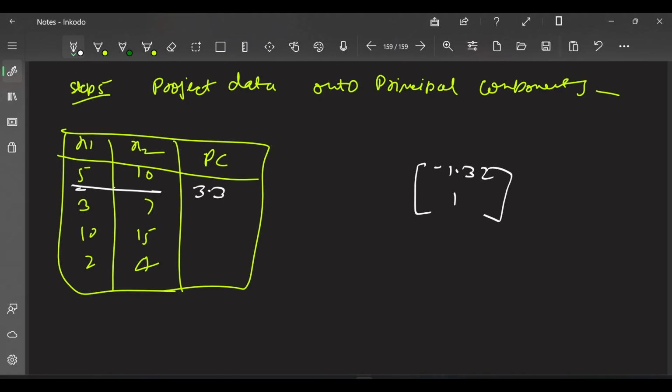Okay, and for 3 comma 7, when you calculate, you will get 3. When you calculate it for 10 comma 15, you will get 1.8, and when you calculate for 2 comma 4, you will get 1.3. So see here, this is how we have reduced the dimensionality of the data set. Here there were two features, x1 and x2, and we have reduced them into a single principal component. Okay, so this is how your PCA works.